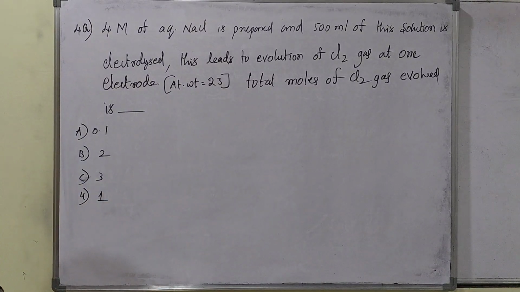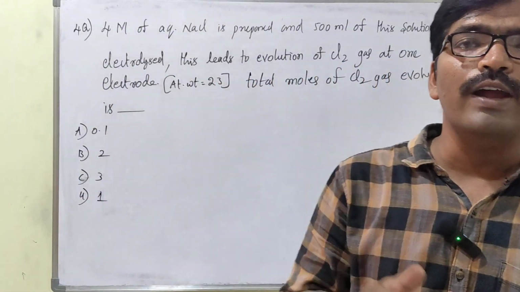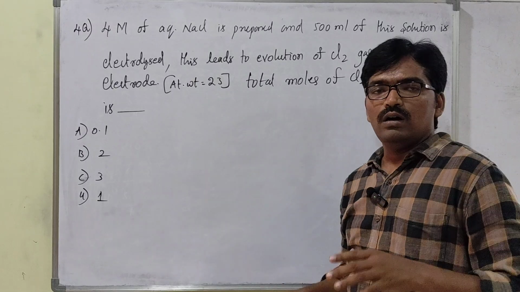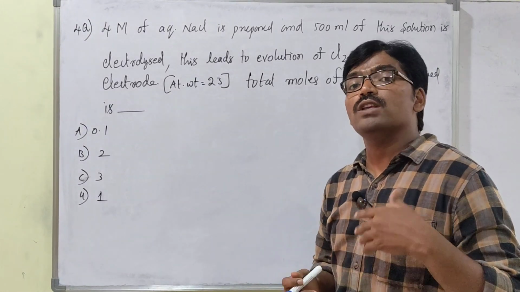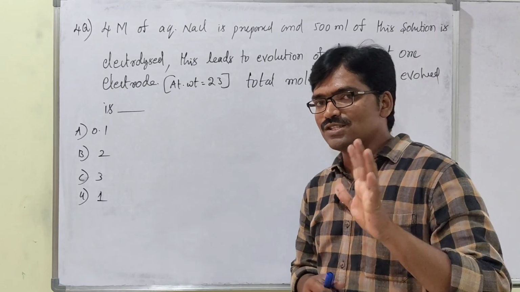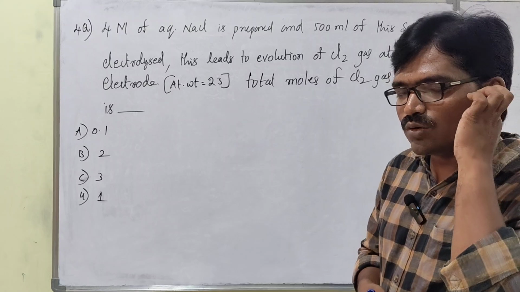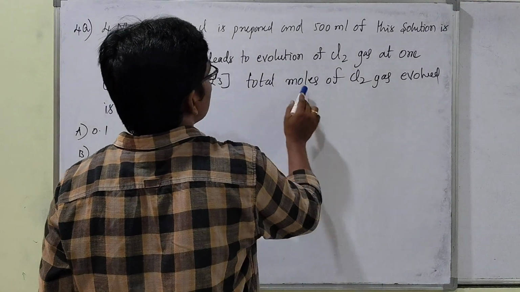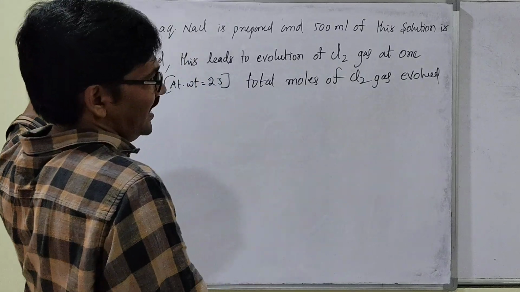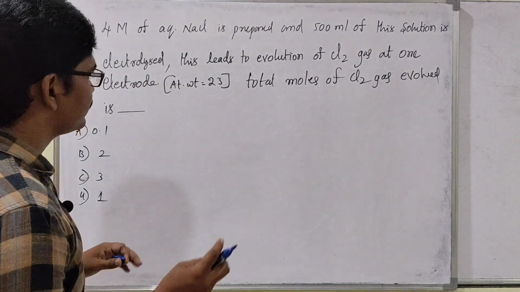Observe, my dear students, the molarity of the aqueous solution is given. In that 500 ml of solution, when it is electrolyzed, chlorine gas is liberated. The question asks how many moles of this chlorine gas were liberated. How many total moles of Cl2 gas is evolved or liberated? Both are the same, evolved nothing but liberated, right?